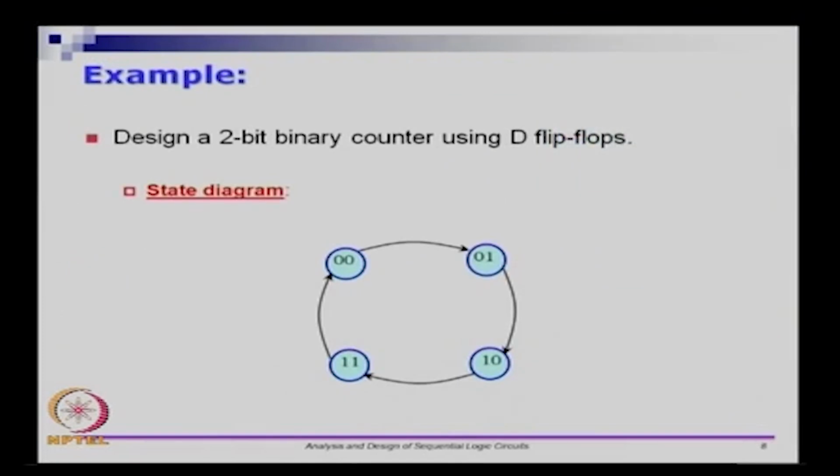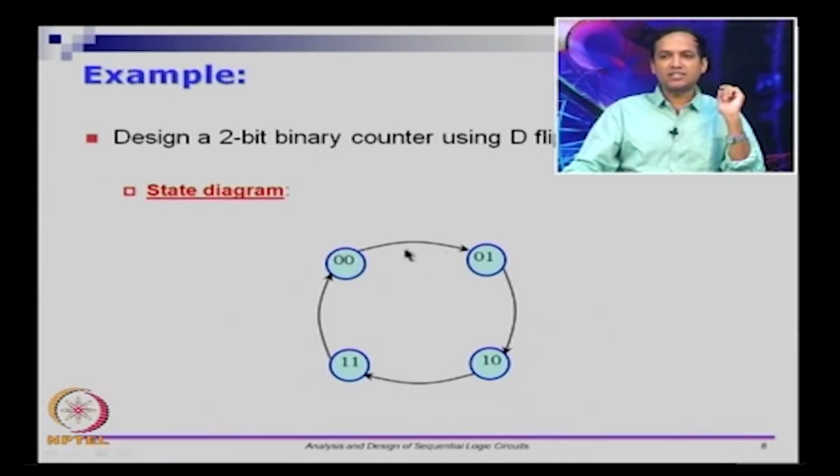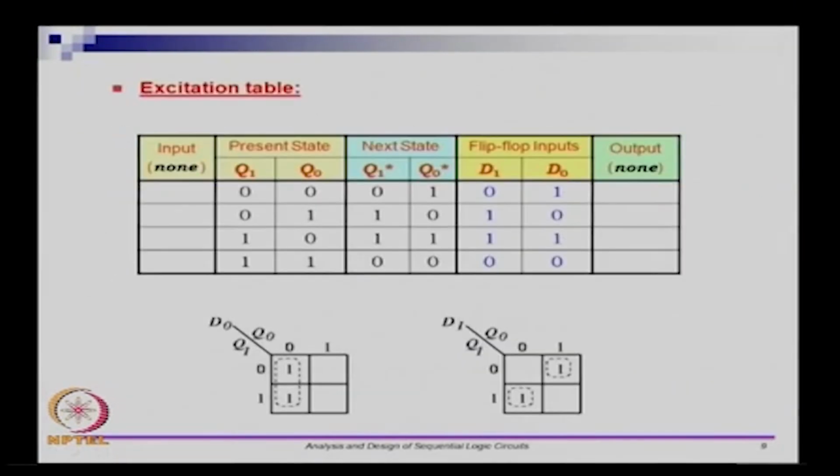So let us take a small example. Let us design a 2-bit binary counter using D flip flops. The state diagram is very simple here. So 0 0, in the next clock cycle it should go to 0 1, in the next clock cycle it should go to 1 0, in the next clock cycle it should go to 1 1, and finally it should go to 0 0. So there is no input here, and the transition means on every clock pulse you go to the next one. Let us see how to go about doing this.